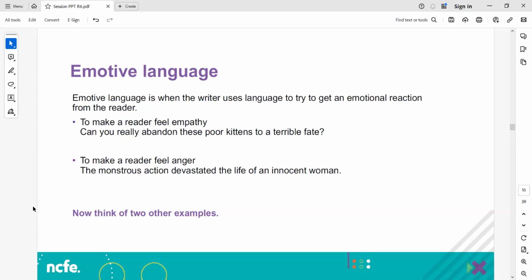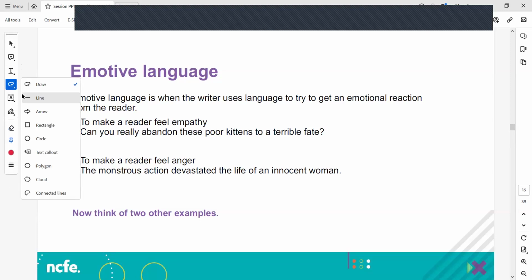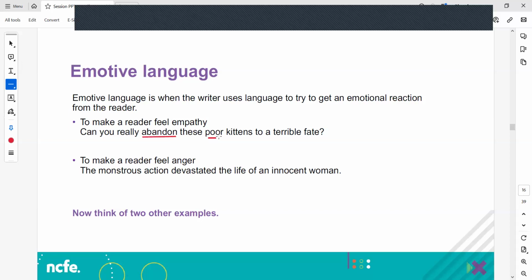Where's the emotive language? Abandon. Good, abandon. Anything else? Poor. Poor kittens, good. Terrible fate. Good. So emotive language could be the choice of vocabulary. So abandon.